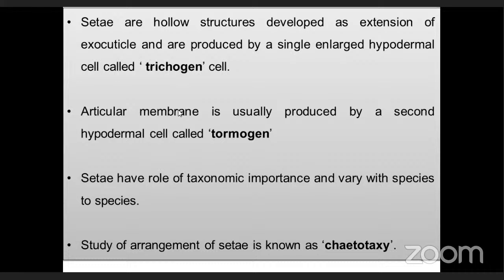And articular means side by side, so this articulating membrane is usually produced by the second hypodermal cell, which is called the tormogen. In between the exocuticle and endocuticle, one more layer is also there, called the mesocuticle. It is present in between the exocuticle and endocuticle.